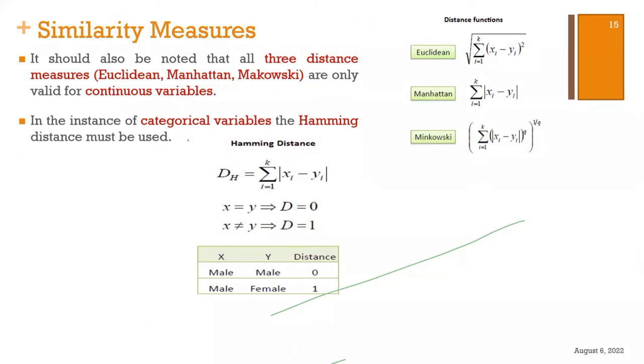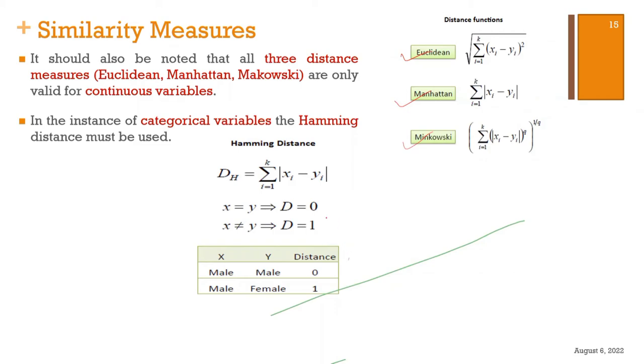Now, there are similarity measures that k nearest neighbor uses. The Euclidean distance, Manhattan distance, and Minkowski distance are very popular measures. We should know that they are only valid for continuous variables. If the variables are continuous, we can use them. However, for categorical variables, the Hamming distance must be used.